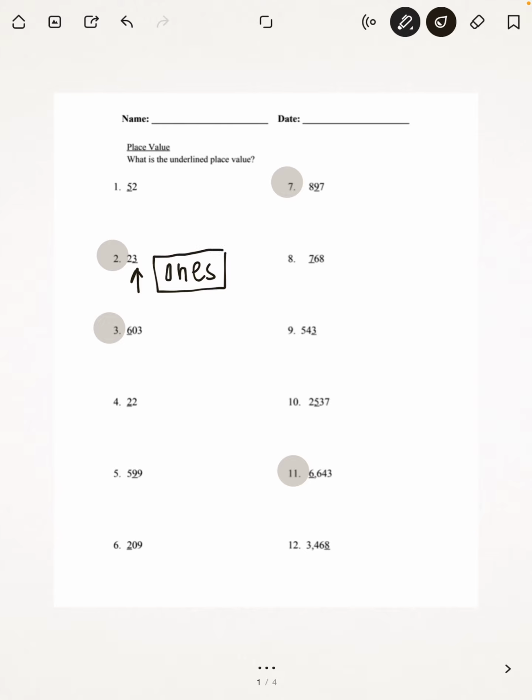Number 3. As we know, the number farthest to the right is the ones place. After the ones place is the tens place, and after the tens place is the hundreds place. Hundred place.